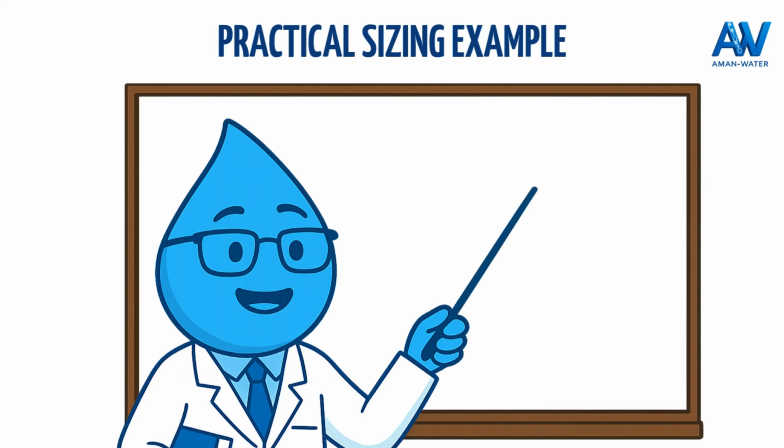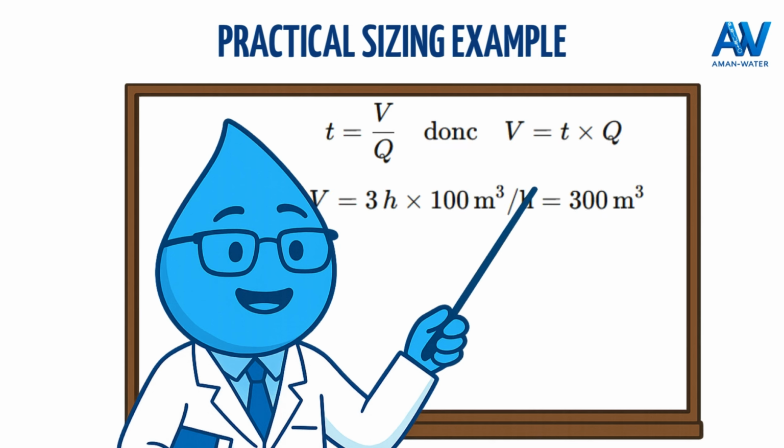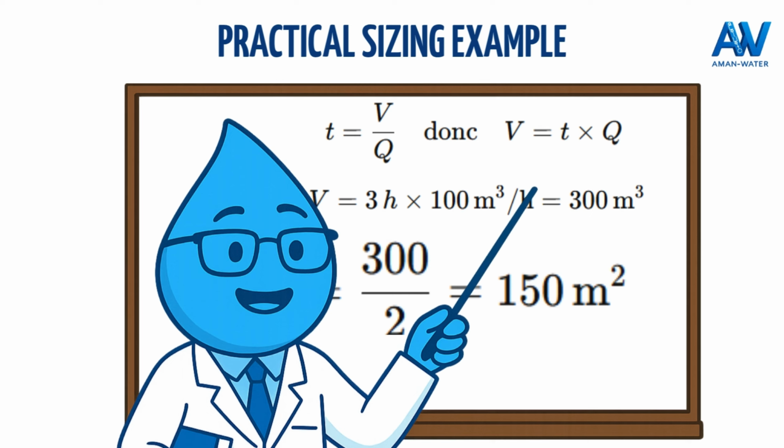Imagine a plant that treats 100 cubic meters of water per hour, and we want the water to stay at least 3 hours in the tank. That means the tank must have 300 cubic meters of useful volume. What does that mean in practice? If the tank is 2 meters deep, we can calculate the surface area, for example, 15 meters long by 10 meters wide. But there's another thing to check.